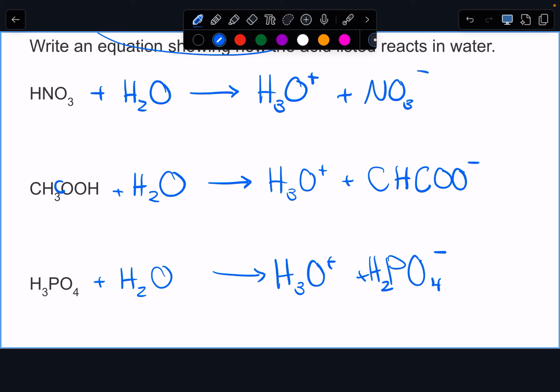Maybe I should throw that out there so that I don't have to say H3O plus all the time. Hydronium. So hydroxide is OH minus. Hydronium is H3O plus.